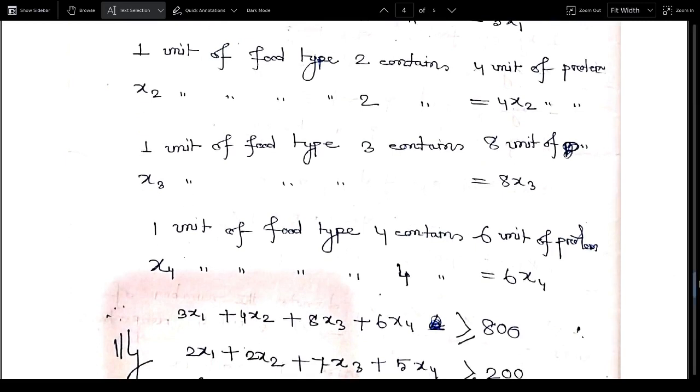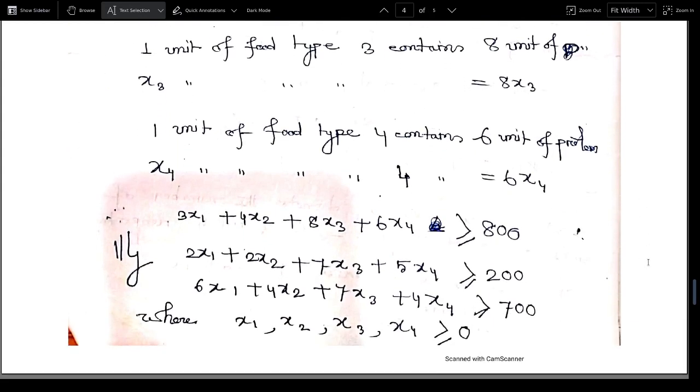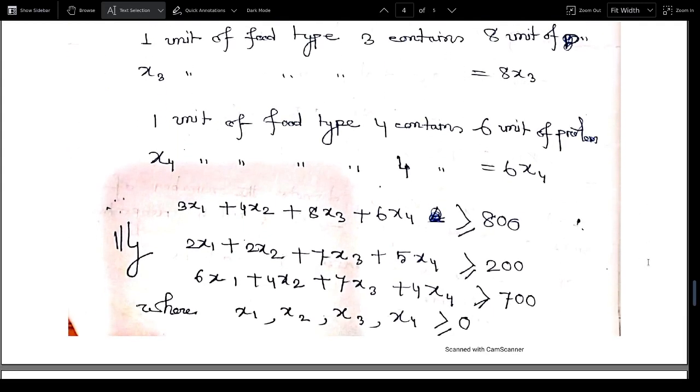And the minimum requirement is 800. So the sum of these will be 800 or more. So what will this restriction be? Greater than or equal to.